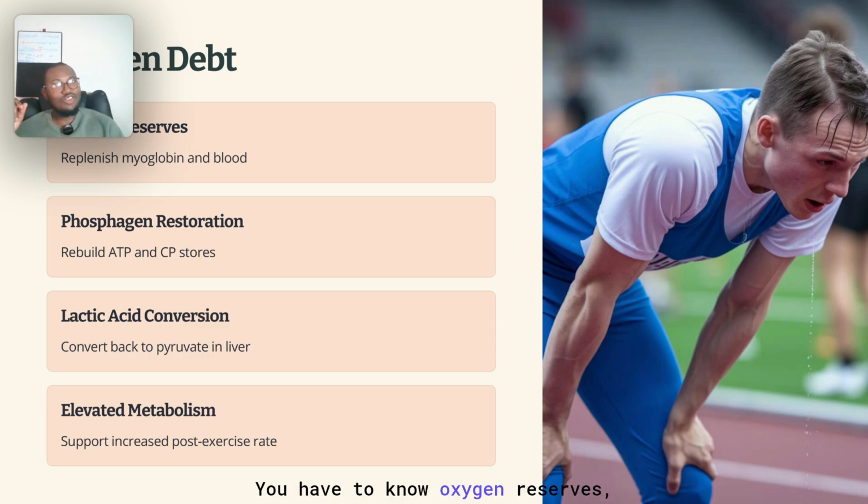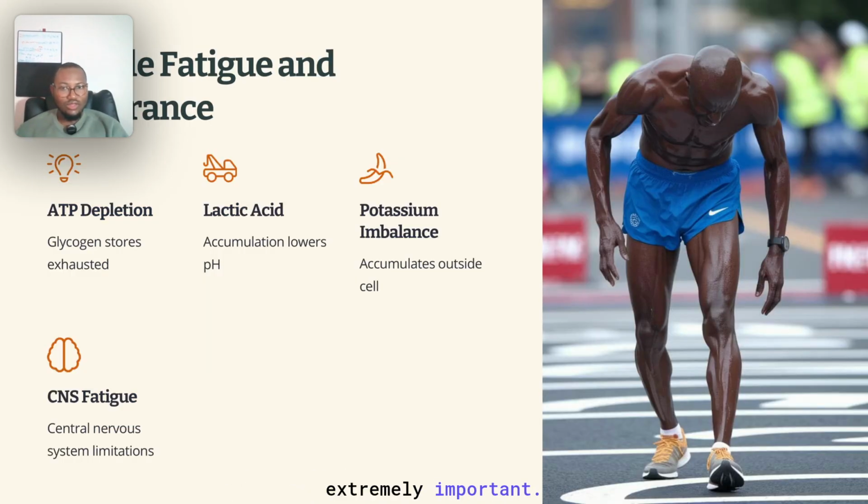You have to know oxygen reserves, phosphagen restoration, lactic acid conversion, and elevated metabolism. Extremely important. So as I was saying initially, when you are fatigued, it's as a result of you have depleted the ATP. Your ATP has finished. Lactic acid accumulation lowers the pH, as I mentioned initially. Then your potassium is imbalanced. Do you understand? And even mentally, your CNS systems are limited.